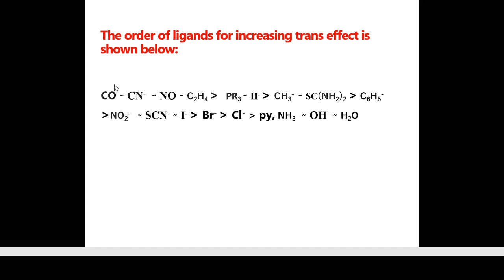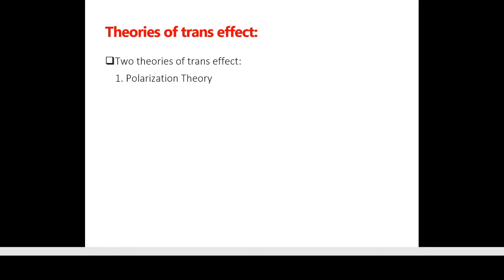So we can say that the pi ligands are at a higher position in the series, while the sigma bonded ligands are at the lowest position. Okay, students, this is the series for trans effect. Basically, there are two theories of trans effect, as I have already told: first is polarization theory and second is pi bond theory. Let's see one by one.